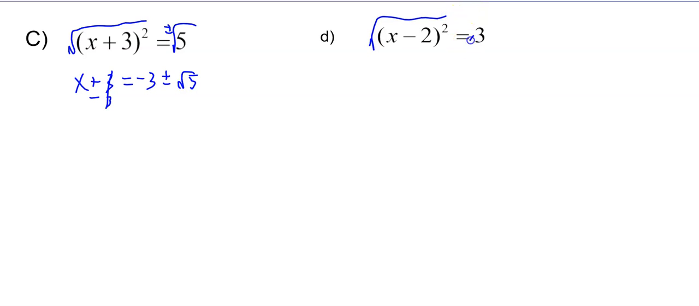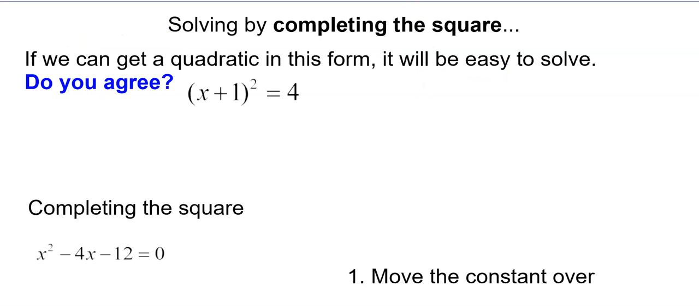Same thing on this one. We're going to take the square root of both sides. We get x minus 2 equals, I'll leave a little room there because I'm about to put the 2 there. I'm going to add 2 to both sides. So 2 plus that. Get x equals 2 plus or minus square root of 3. Those aren't bad. If you get something of this form, you don't even have to write down the steps. I'm just going to take square root of both sides.